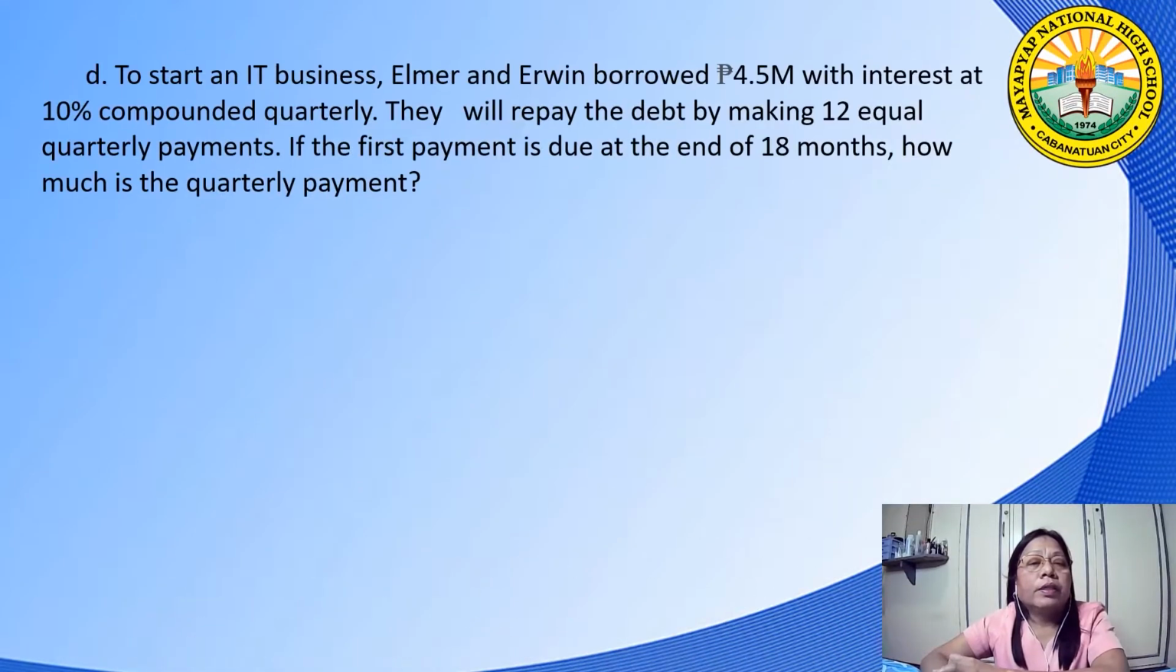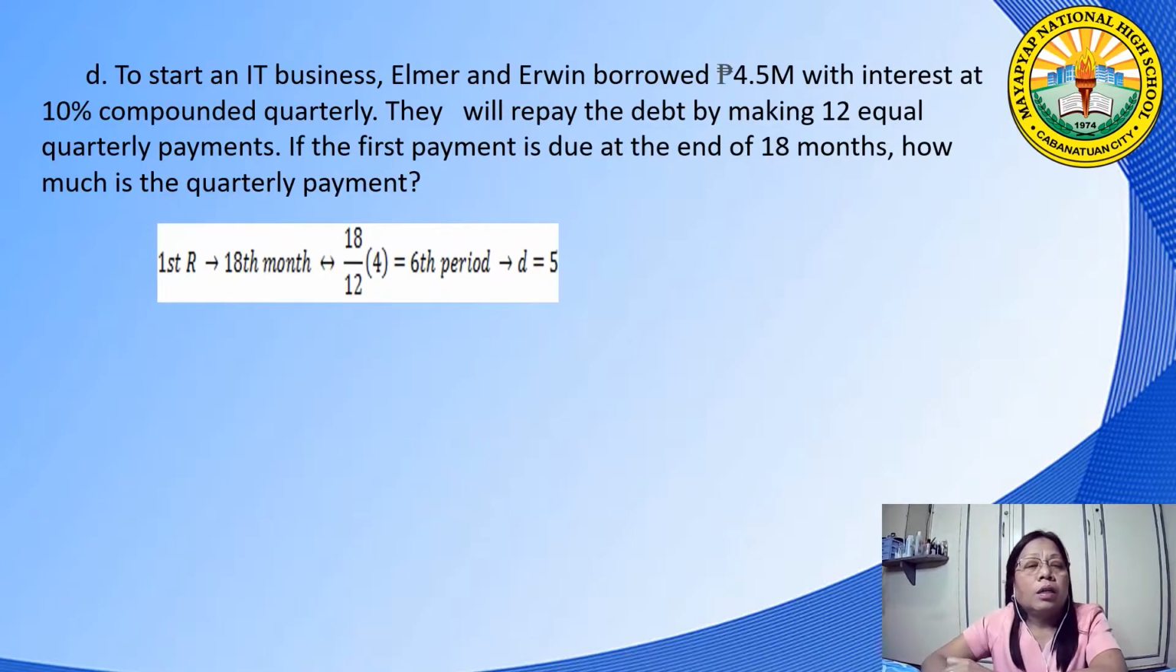Another, letter D. To start an IT business, Elmer and Erwin borrowed 4.5 million with interest at 10% compounded quarterly. They will repay the debt by making 12 equal quarterly payments. If the first payment is due at the end of 18 months, how much is the quarterly payment? So the first regular payment at 18 months corresponds to 18 over 12 times 4 equals 6 periods. So the period of deferral is 5.